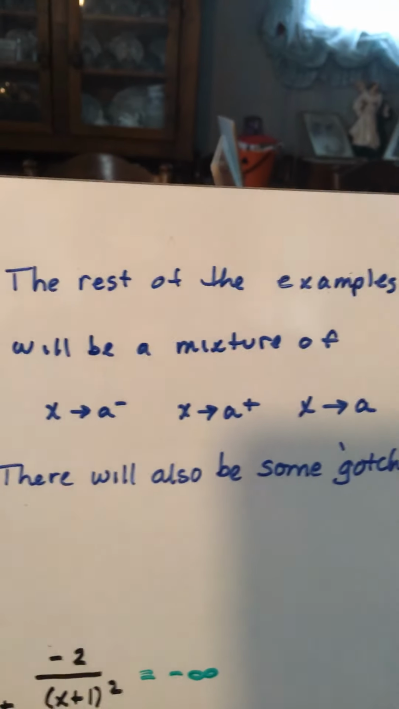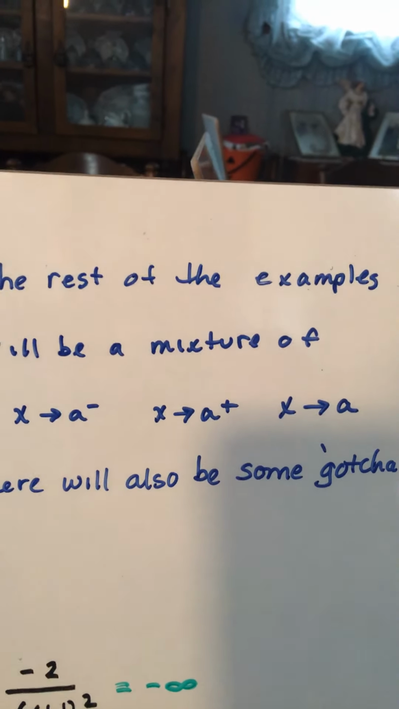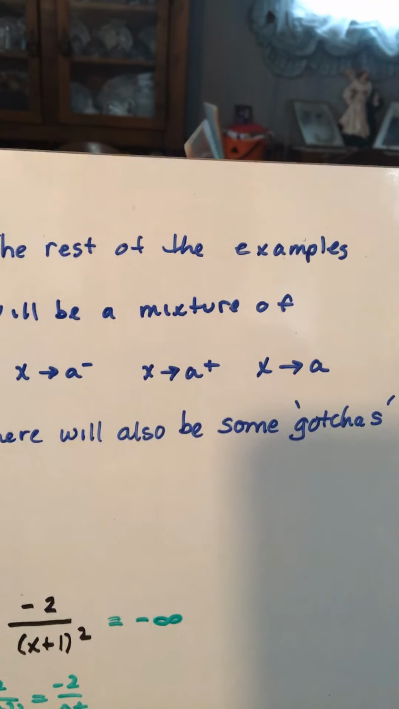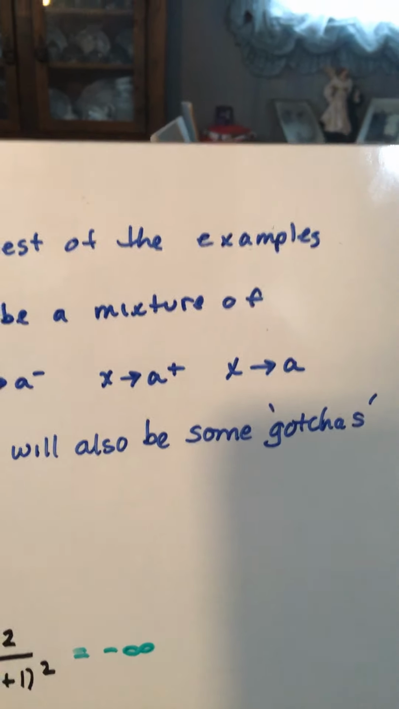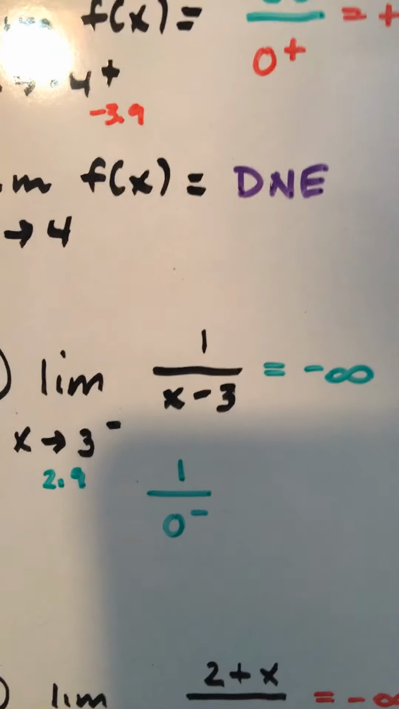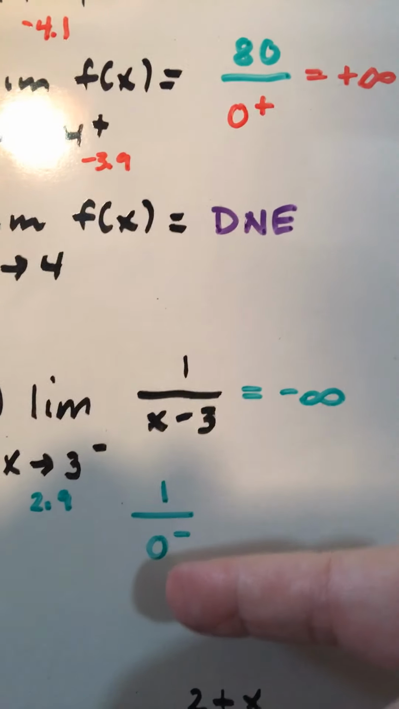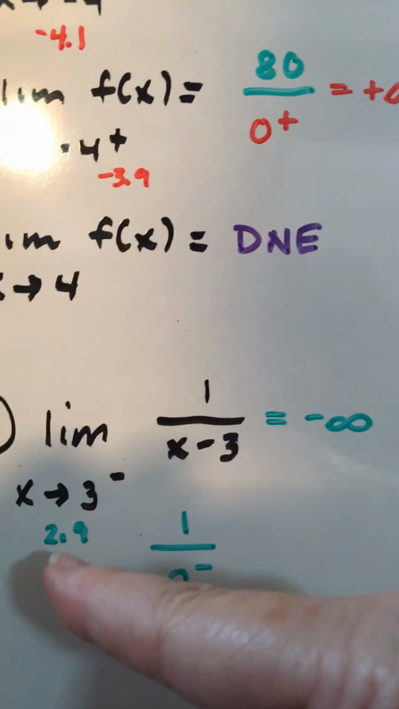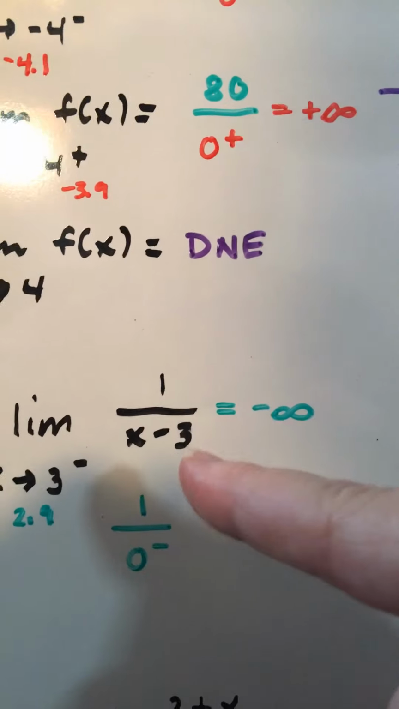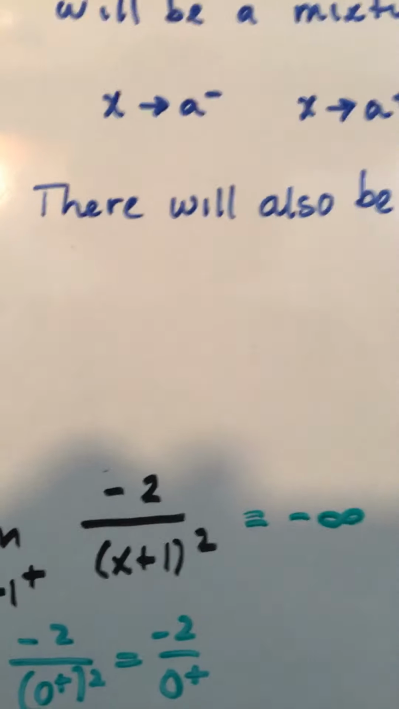The rest of the examples will be a mixture of x approaches A from the left, from the right, or just approaches A. Some of these will be gotchas. So, first example, simple. I just want to know what happens on the left. I insert 3 and got 1 over 0. Now, 2.9 is smaller, so it's negative. Positive over negative is negative infinity.